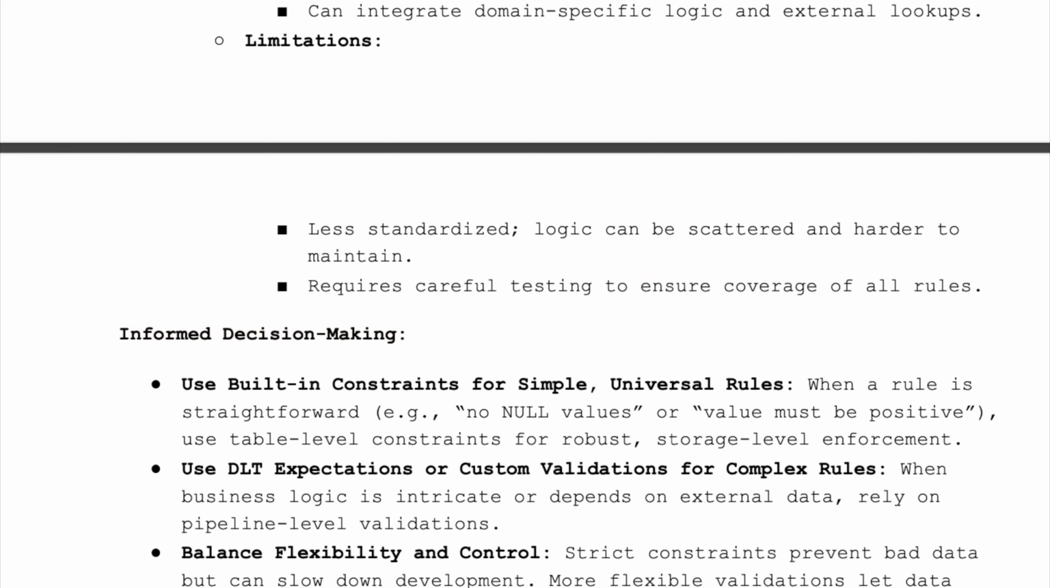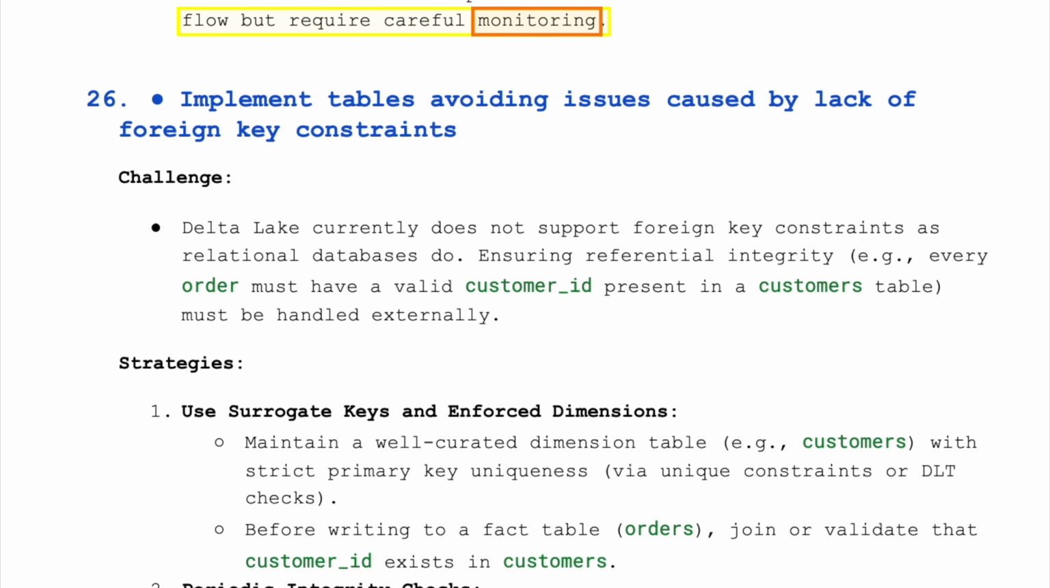Informed decision-making. Use built-in constraints for simple, universal rules, when a rule is straightforward, for example, no null values or value must be positive. Use table-level constraints for robust, storage-level enforcement. Use DLT expectations or custom validations for complex rules, when business logic is intricate or depends on external data, rely on pipeline-level validations. Balance flexibility and control. Strict constraints prevent bad data, but can slow down development. More flexible validations let data flow, but require careful monitoring.